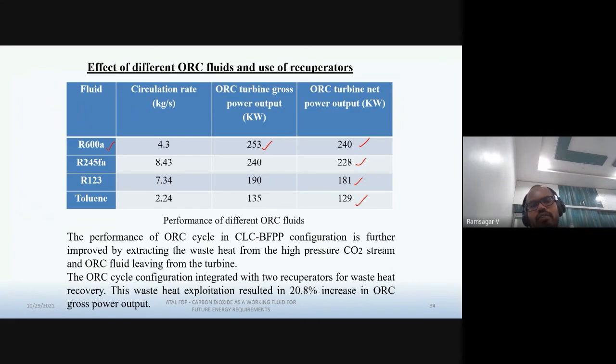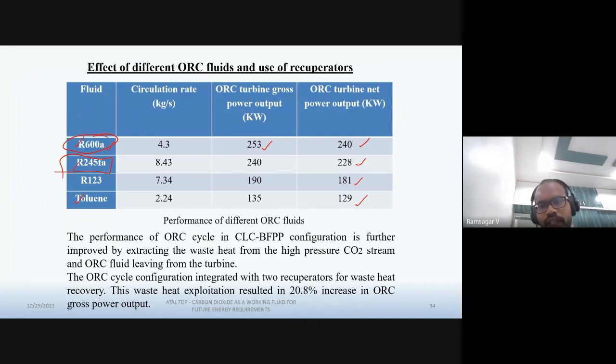These are, I think, different types of fluids: high temperature organic fluid, medium temperature organic fluid, and low temperature organic fluid, etc. But though this was found to be more effective, by considering all other parameters like toxicity and, mainly, hazardousness, we selected R245fa as the most suitable fluid for running in the ORC cycle.